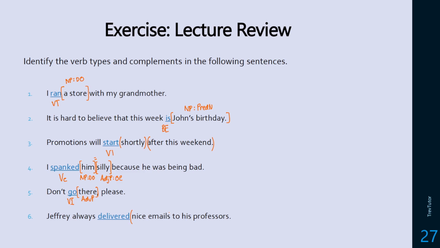Okay, Jeffrey always delivered nice emails to his professors. So we have nice emails to his professors. This is a recipient, so this is a prepositional phrase, indirect object. Nice emails is the thing being sent. So this is a noun phrase, direct object, which means that delivered is going to be a VG verb, just like give.